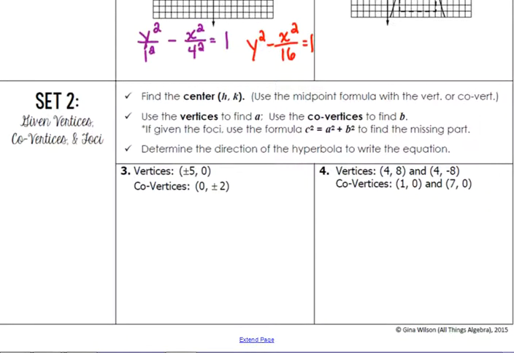Okay, so let's look at number 4. They give us the vertices and the co-vertices. So the center is the middle of the vertices. So 4 plus 4 divided by 2, 8 plus -8 divided by 2. So that's 4, 0 is our center.